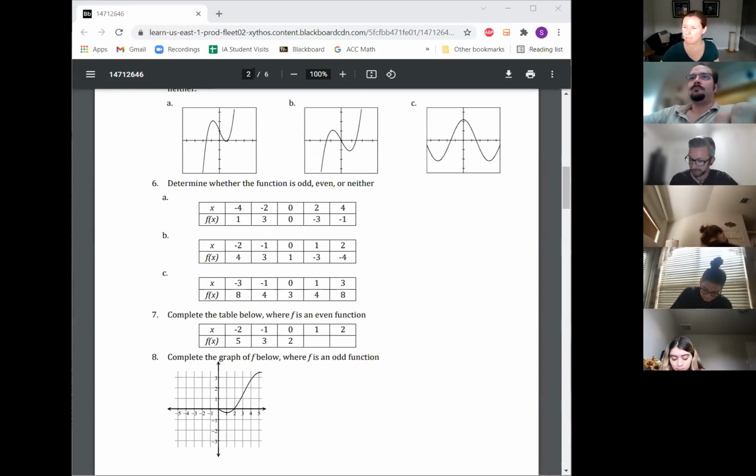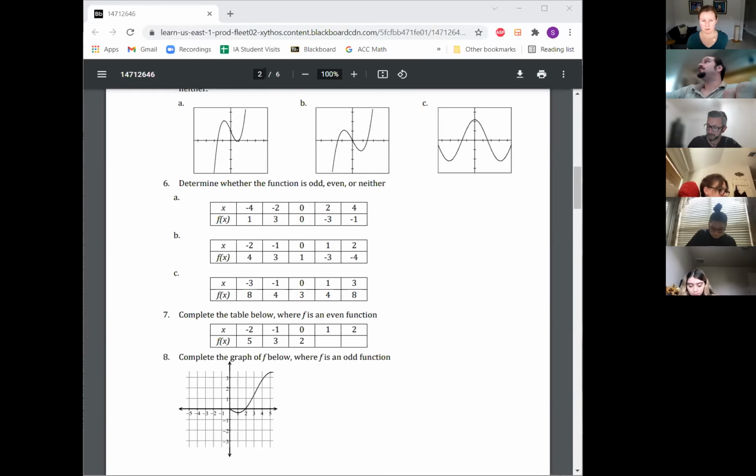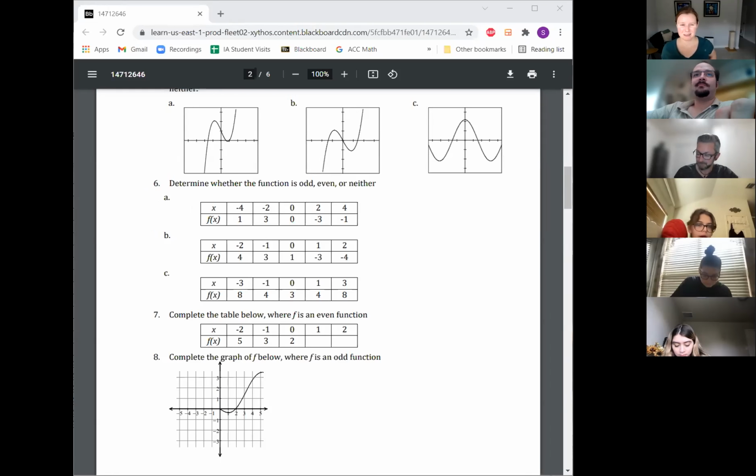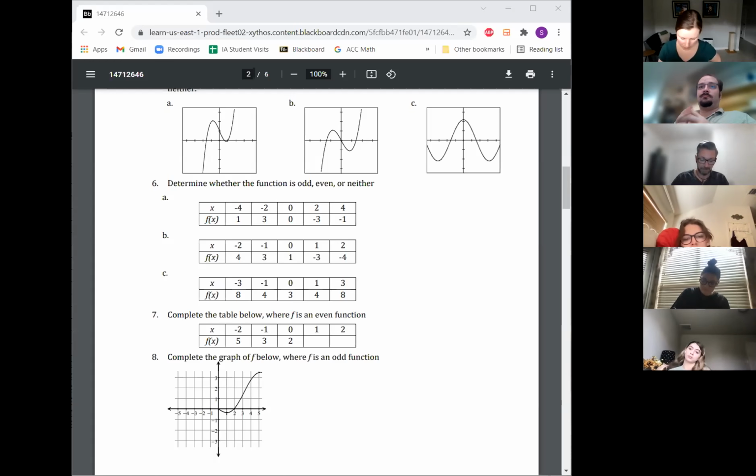We'll try. For 6A, I got even. Okay. Why do you have even? I changed my answer about 6 different times, and I finally just got some graph paper and graphed out those points to see how they actually looked. And it looked even?